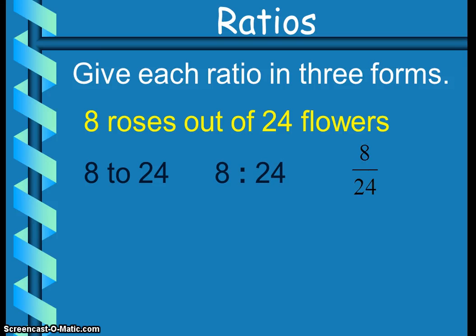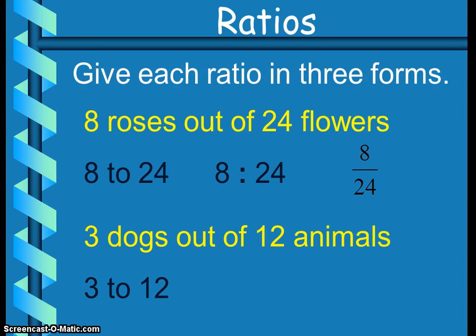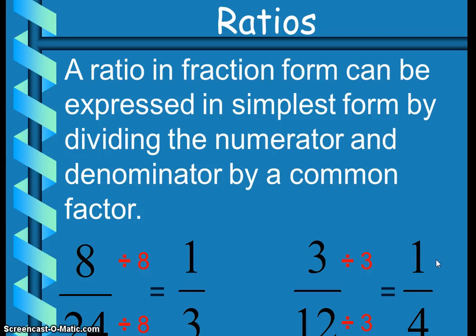Now, give each ratio in 3 forms. Again, if I was looking at 8 roses out of 24 flowers, we could write it in the 3 different forms. Okay, I think I've done enough on that now. So 3 dogs out of 12 animals. Again, the 3 different ways in which we can write it.